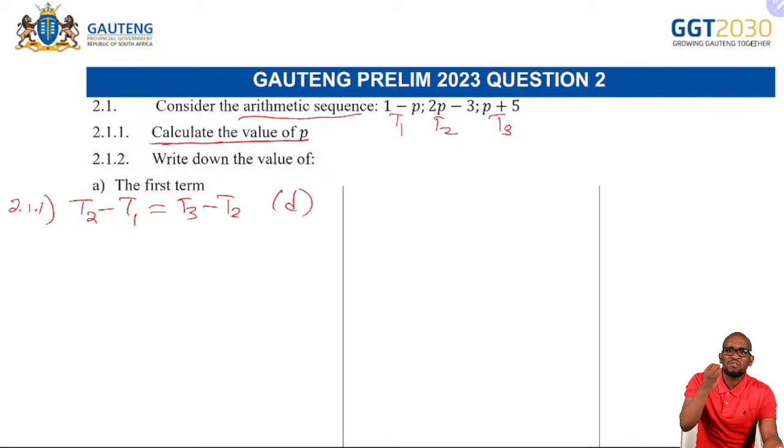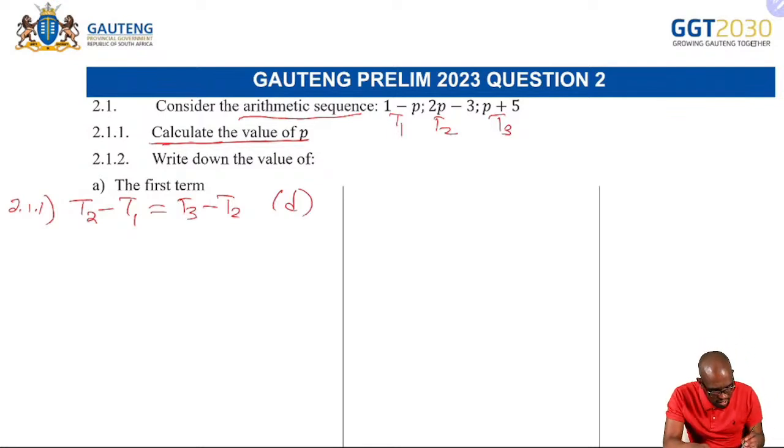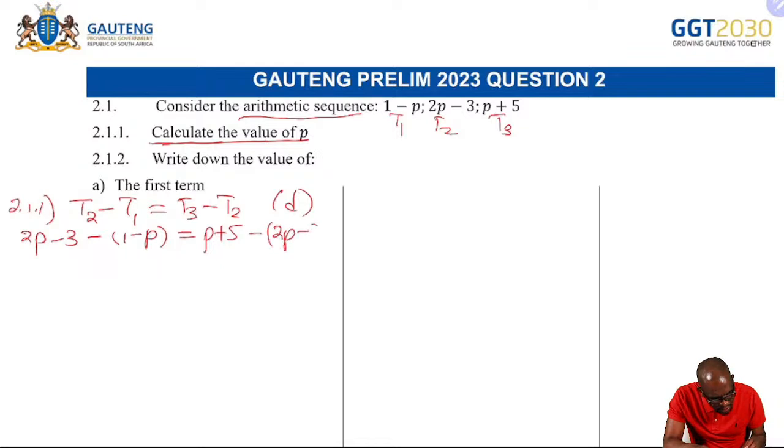So whenever you are given a sequence with unknowns, and you know whether it's arithmetic or geometric, you generate that equation by using the formula for the common difference if it's arithmetic, or the common ratio if it's geometric. Now if you look at this, T2 is 2p minus 3, subtract T1, which is 1 minus p, and then you have T3, which is p plus 5, minus 2p minus 3, like that.